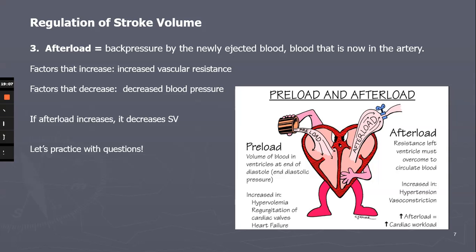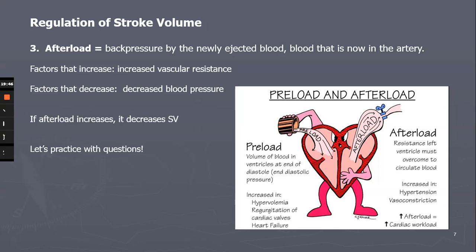All right, next factor. It's called afterload. Afterload is the back pressure created by the newly ejected blood, the blood that is now in the artery. So if we're tracking the blood through the heart, let's say it went into the left atria and down to the left ventricle, and then the left ventricle contracted and created pressure, opened up the semilunar valve, and almost all that blood went into the aorta.